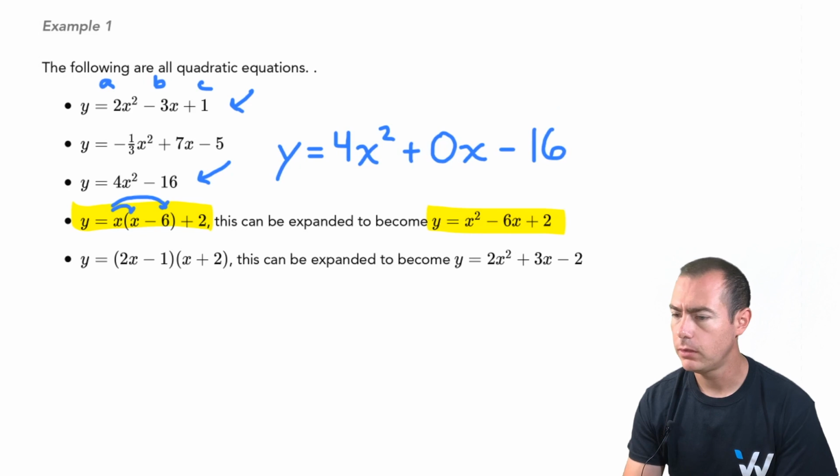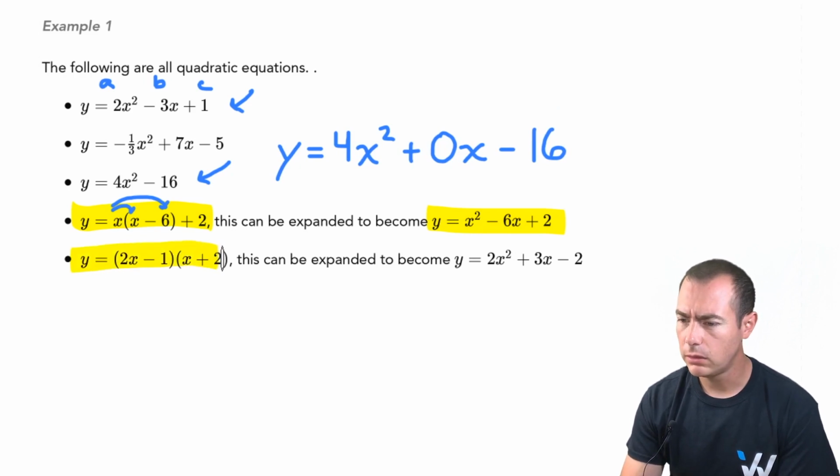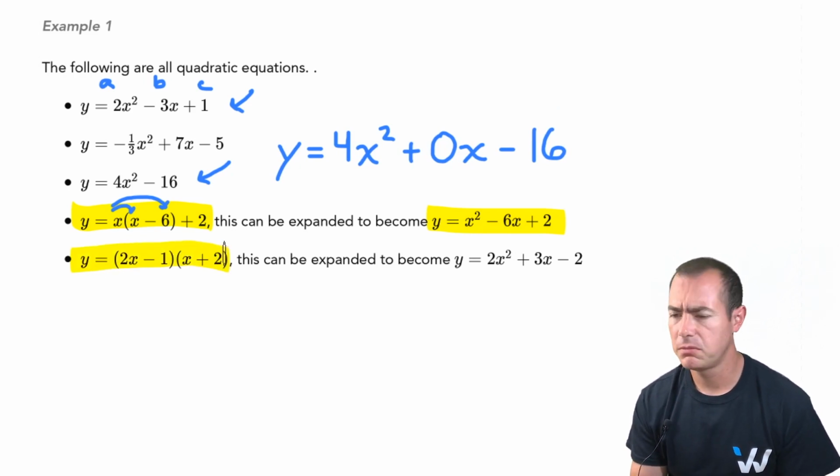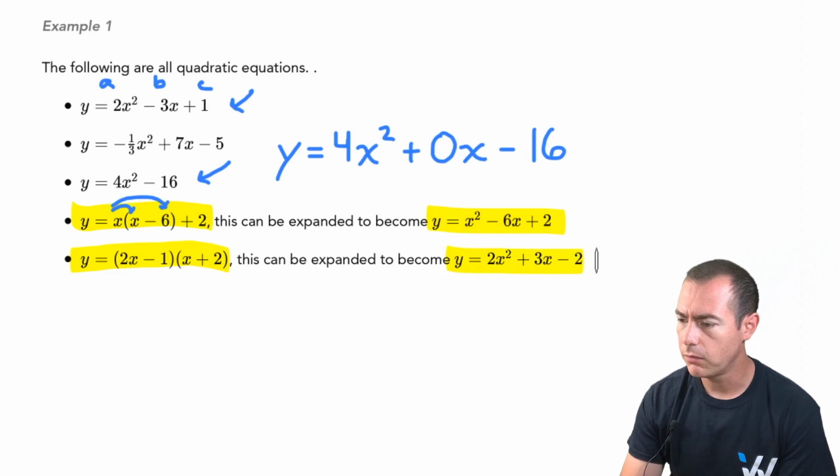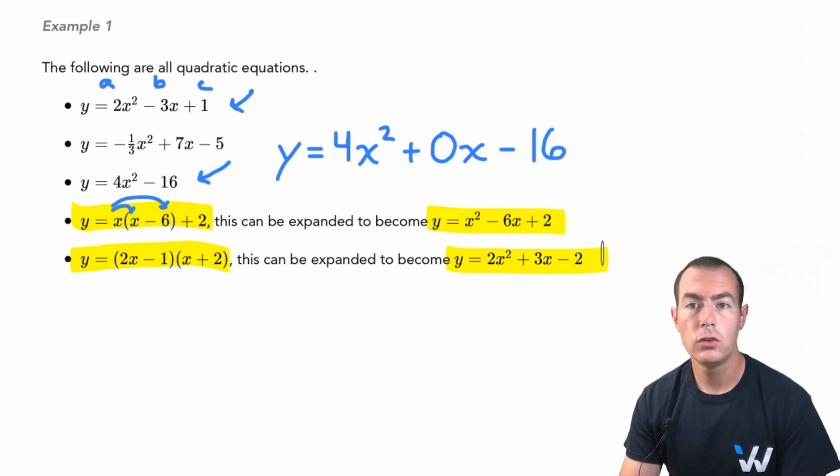Same thing with the next one. We see that it doesn't quite look like it's quadratic. It is quadratic, because with a little bit of manipulation, it turns into this guy over here. It turns into y equals 2x squared plus 3x minus 2, and now it fits the proper form, and we can see those values of a, b, and c.